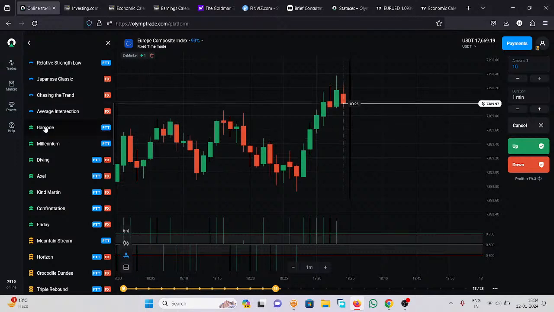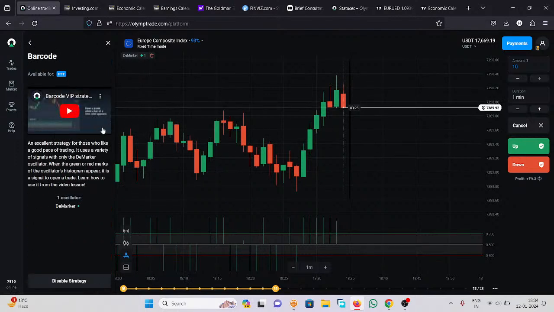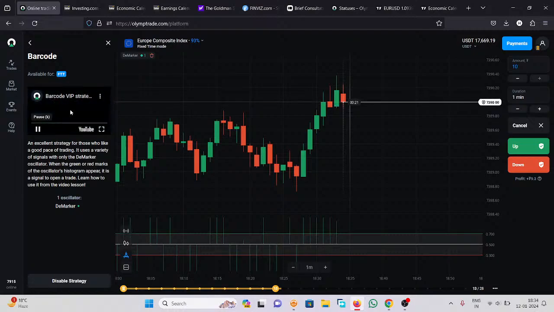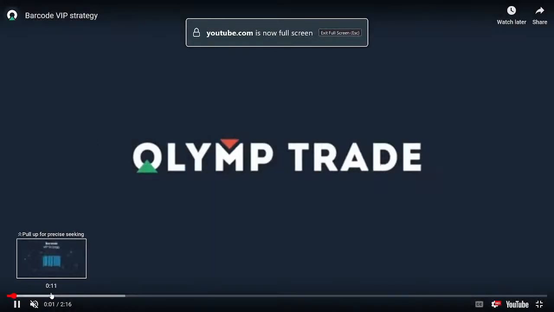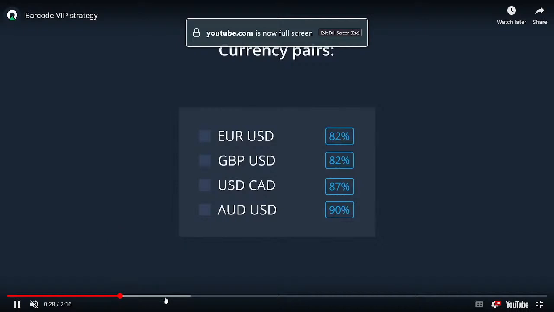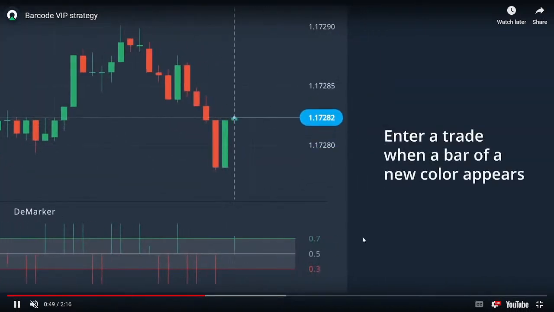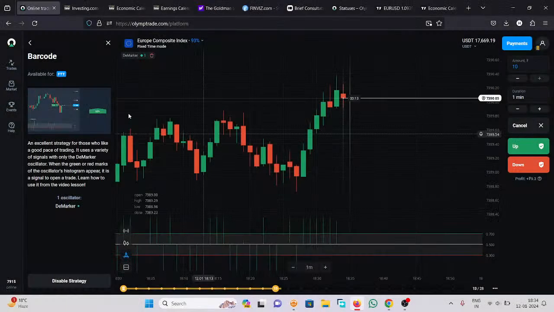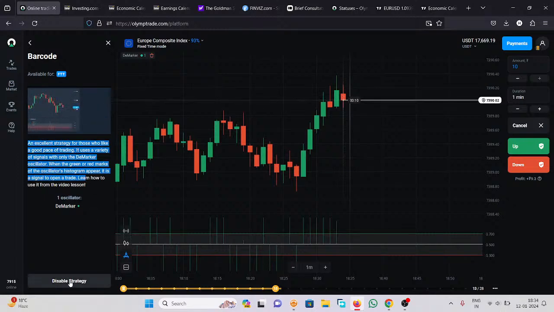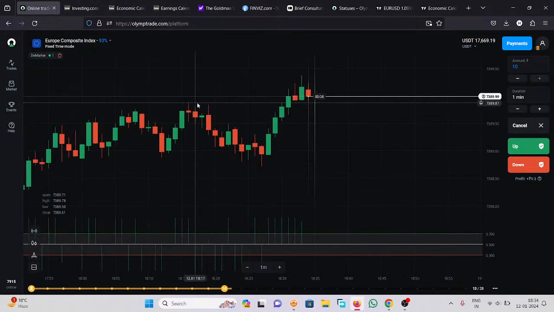Once you click on barcode, there is a video over here. If you are confused about anything, you can check it. It is a very short video, not even 2.5 minutes long. There are components, and you need to enable the strategy. Once you enable it, the strategy is set on your account.